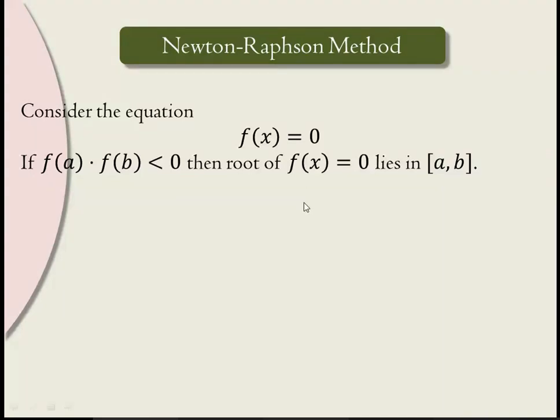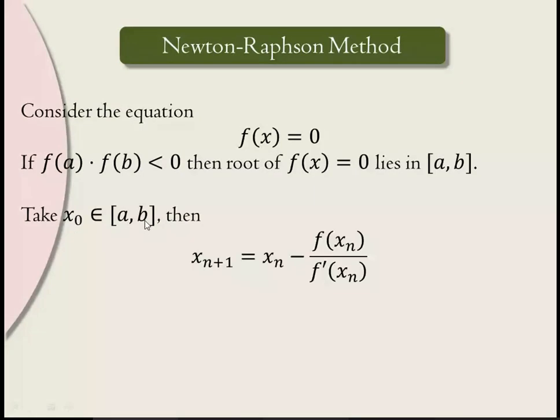So if we know those 2 points, we can get the next point. Just take any arbitrary point x0, any point of your choice between A and B within that interval, and then we can find x1 or the next iteration by using this formula. A single formula: x(n+1) equals xn minus f of xn divided by f dash of xn. Making use of this formula, we can get the next approximate value, where n takes values 0, 1, 2, 3, and so on.